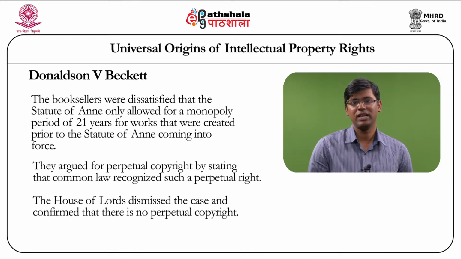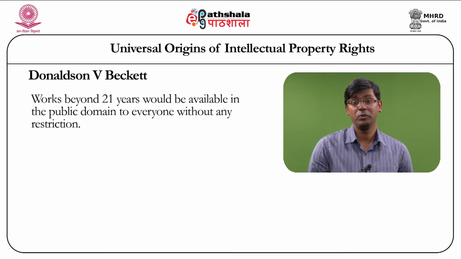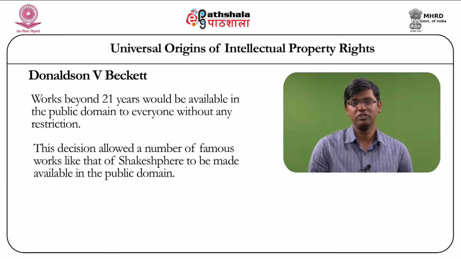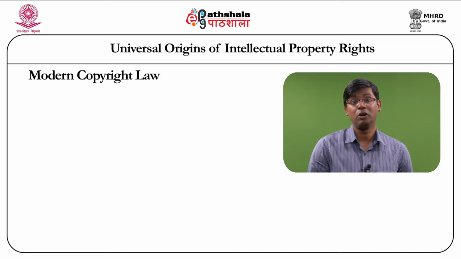But the House of Lords actually dismissed the case and confirmed that there is no perpetual monopoly with respect to works that are written by authors. They said works beyond 21 years would be made available in the public domain for everyone without any restriction at all. This decision allowed a number of famous works like that of Shakespeare to be made available in the public domain. So thus started the modern copyright law.